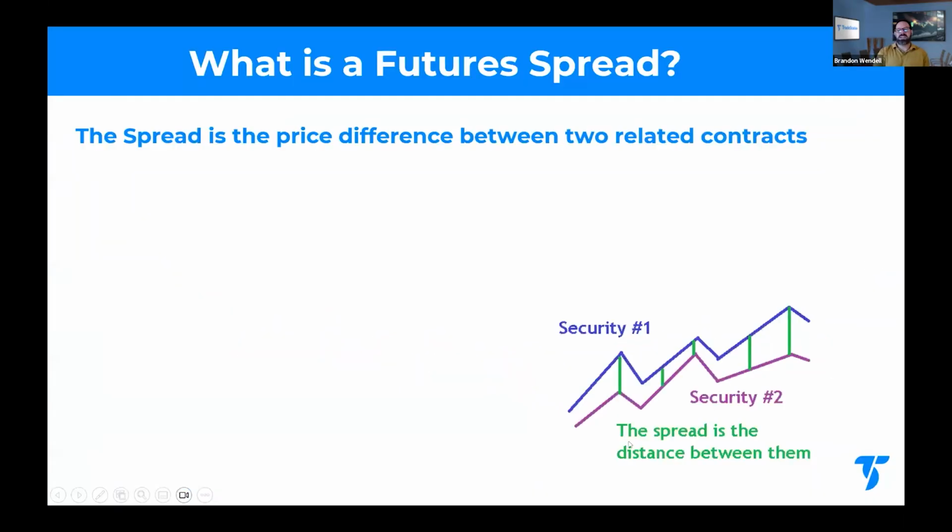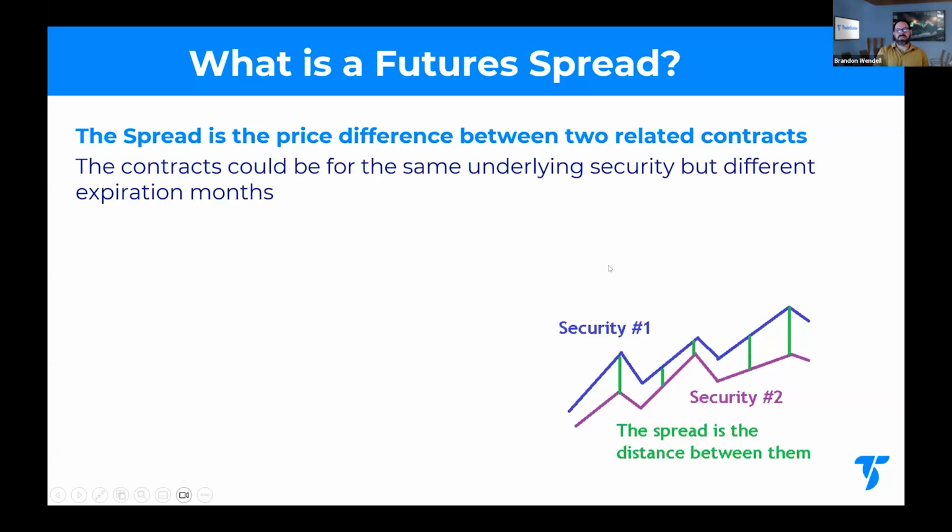The spread is the price difference between two related securities. That's all it is, that white space between the two. And we trade that. So you could have this same underlying security. You saw corn versus corn, or I mentioned crude oil versus crude oil. You could do NASDAQ versus NASDAQ, but you just choose separate months.